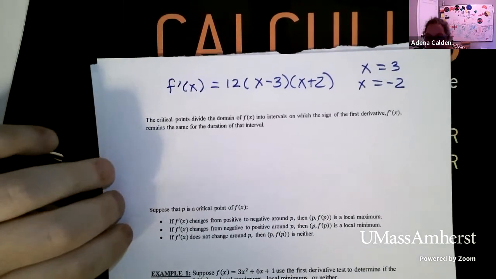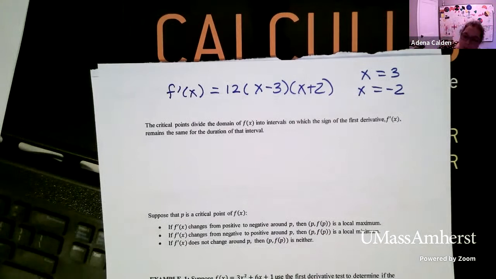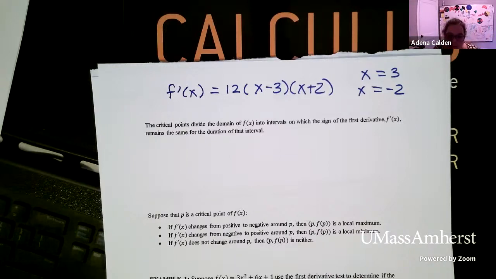What in the world does that mean? Okay, what that means is that the critical points are when the function changes from increasing to decreasing or decreasing to increasing. And between the critical points, it will be doing the same thing, because if it wasn't doing the same thing, we would get more critical points.